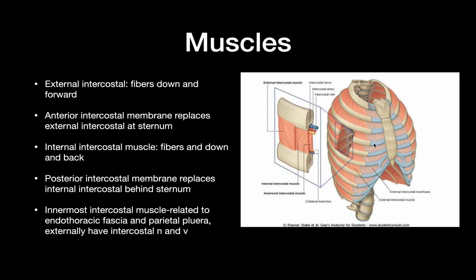Once you go more towards the ventral side of the body, so towards the front of the body, the anterior intercostal membrane replaces the external intercostal muscles right here towards the sternum, and the posterior intercostal membrane will replace the internal intercostal muscle behind the sternum. The innermost intercostal muscle is related to the endothoracic fascia and the parietal pleura, and externally it also has the intercostal nerves and vessels.